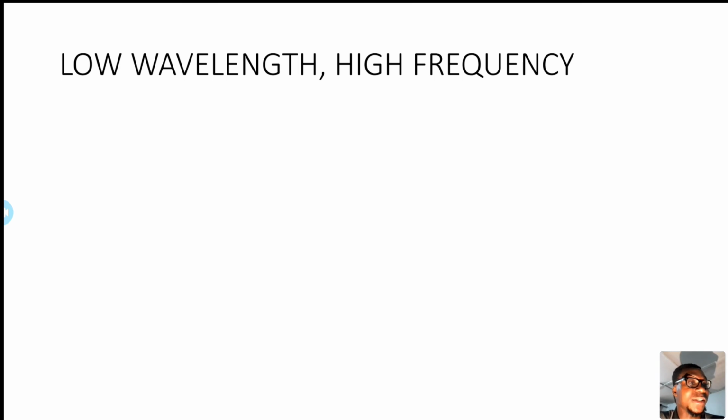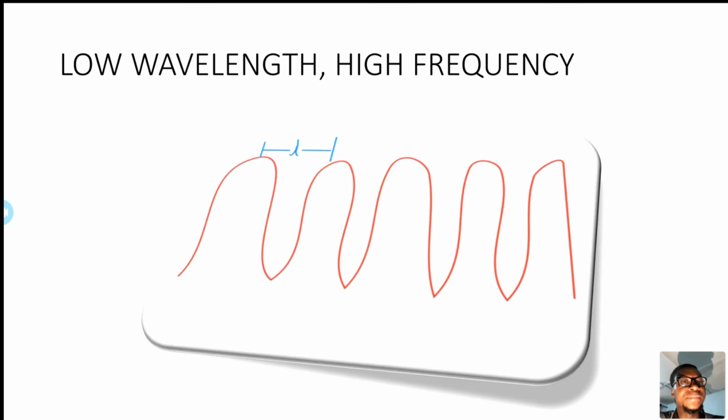Let's talk about the relationship between wavelength and frequency. I talked about that in the previous slide. Here you've got a very short wavelength. The crests are really close to each other, and the wavelength is small. Let's count how many cycles we have. 1, 2, 3, 4. We've got 4 cycles in this particular diagram, and the wavelength is low.